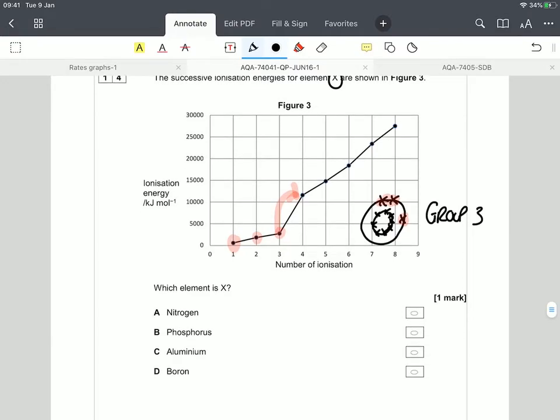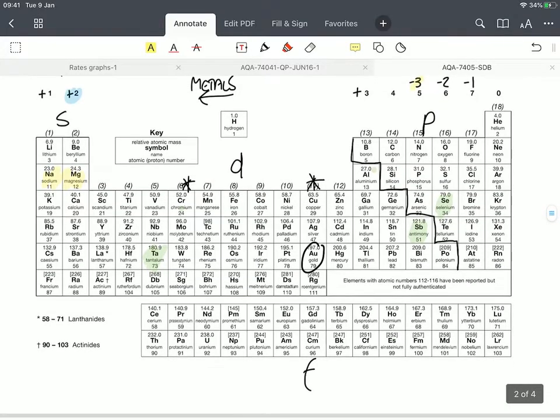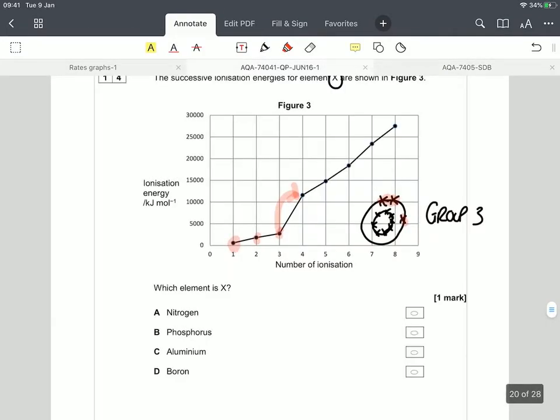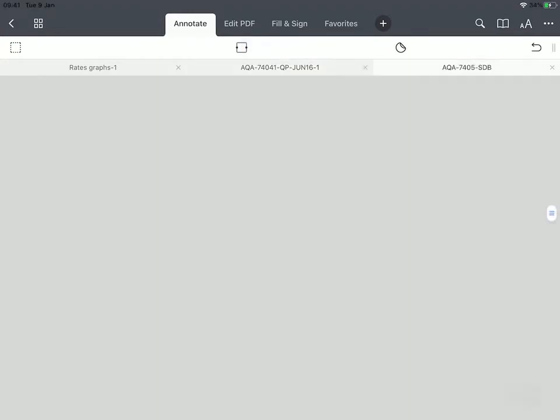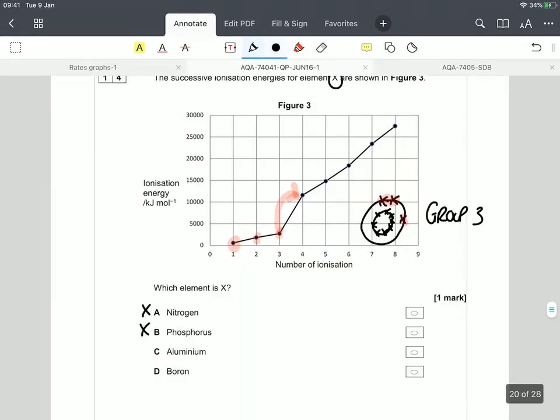So let's have a look at our candidates. Nitrogen, that's group 5. So no. Phosphorus, that's group 5 as well. Nope. Aluminium, that's group 3.